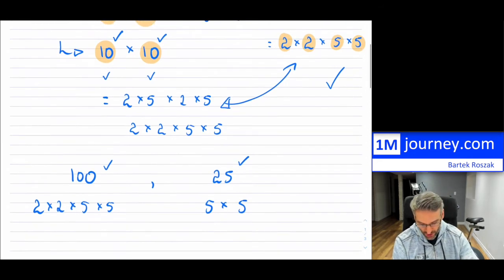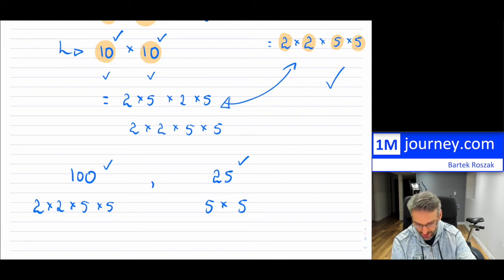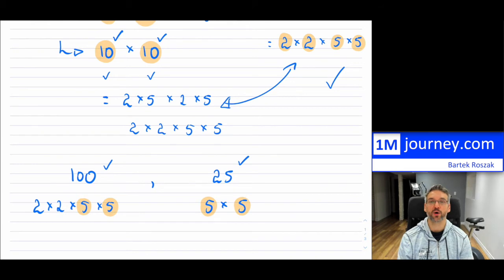And here, what you notice is that there are actually common factors. The 5 is common to both, and that's what we mean by a common factor. And then this 5 is also common to both. So there are 2 5s. The 2 is not common, so it's a factor of 100, but it's not a factor of the 25. So 2 is not a common factor. So the common factors are just the 5s.